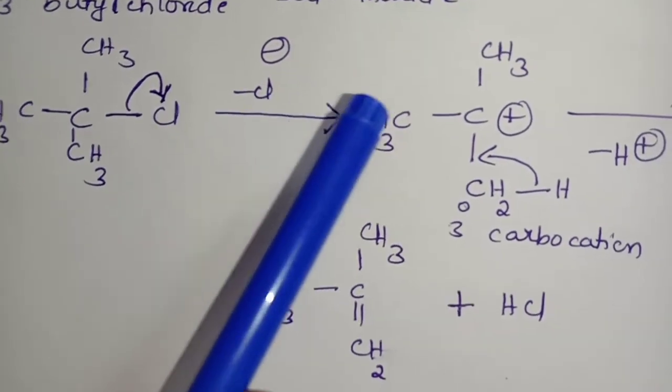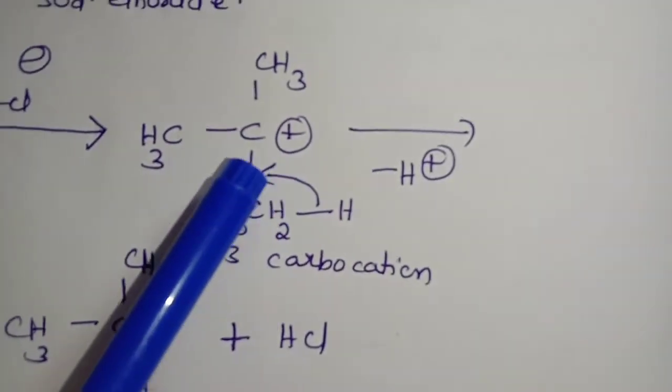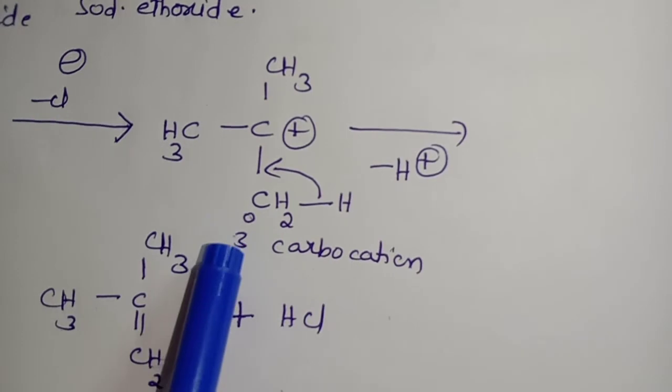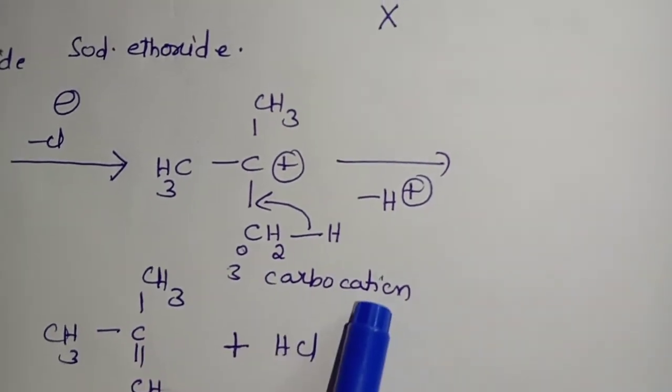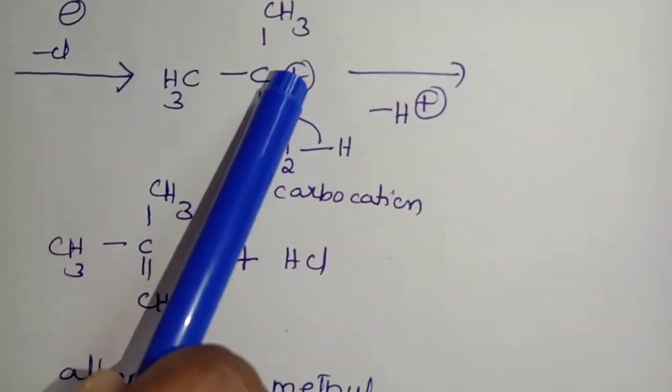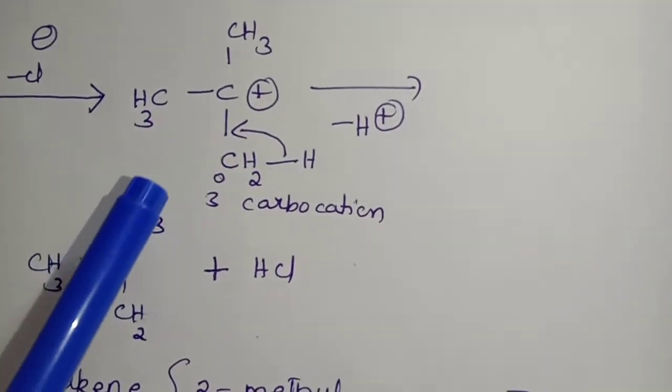So what happens? A positive charge is formed on carbon. So what do we call that one? Tertiary carbocation, which is highly stable. Okay, so this positive charge is satisfied like this.